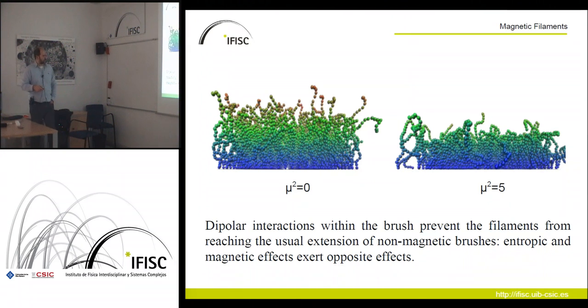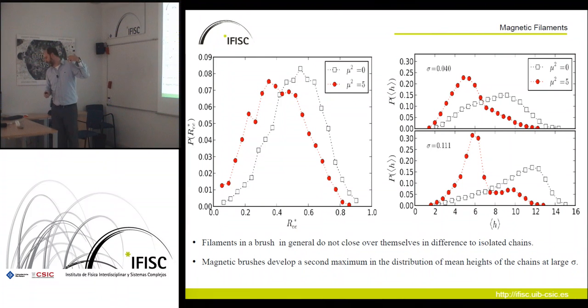Another thing we can already get from an image is that somehow the magnetic interactions are going against the entropic interactions, because entropy tends to spread the chains out of the surface in order to get the maximum possible number of conformations. And as you can see, in the case of magnetic filaments, what we get is a much more compressed brush. But one could think, in view of all we have seen, that maybe the chains do some kind of transition by themselves, and they close, and that makes the system compress. But when we see the probability of having a certain value of the end-to-end distance, we see that the number of closed conformations is not very large in the difference between non-magnetic and magnetic. And the profiles are more or less similar, so that's not the reason.